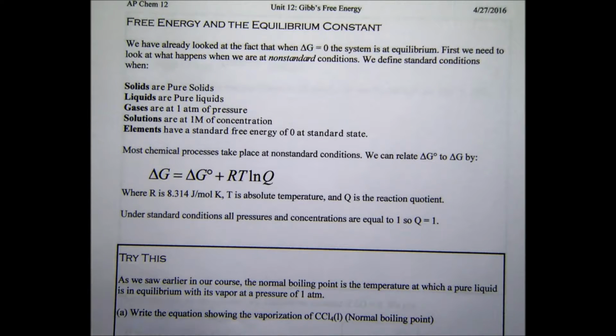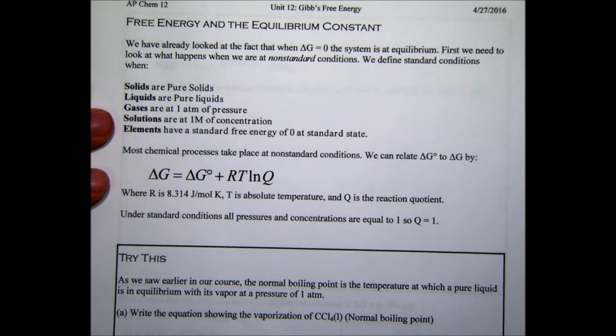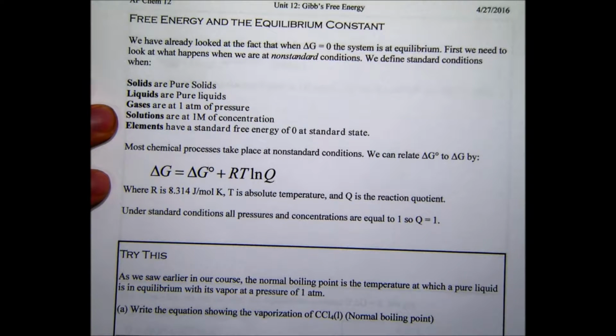So now we're going to have a look at free energy and the equilibrium constant. So we know that delta G equal to 0 means the system is at equilibrium. But we're now going to start moving to what we call non-standard conditions. Before we can talk about non-standard conditions, we have to define what standard conditions are. So standard conditions are pure solids and pure liquids, which don't really affect equilibrium anyway. But gases have to be at 1 atmosphere of pressure and solutions have to be 1 mole per liter. A solution can start out standard and then become non-standard very quickly. So non-standard really is what most reactions will actually be.